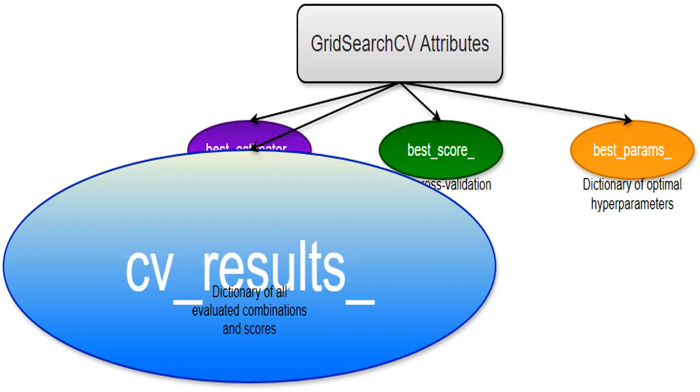This attribute contains all the performance scores of all the different hyperparameter combinations that were tried. Think of it as the entire tasting notes of all the cakes we baked. It's like a complete summary of the results, not just the best one, allowing for a more thorough analysis.